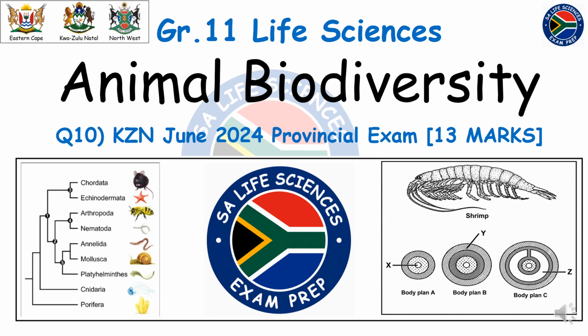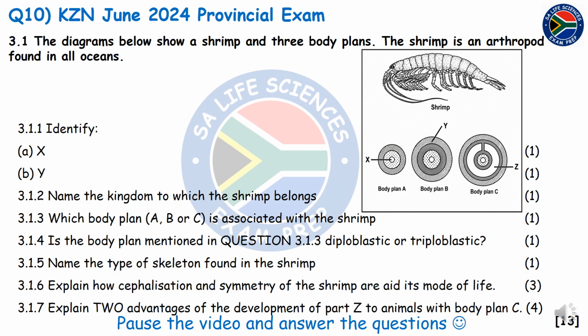In this video, we'll be working through the KZN June 2024 Provincial exam. This is a slightly longer question worth 13 marks. The diagram below shows a shrimp and 3 body plans. The shrimp is an arthropod found in all oceans. So let's go through the labels.